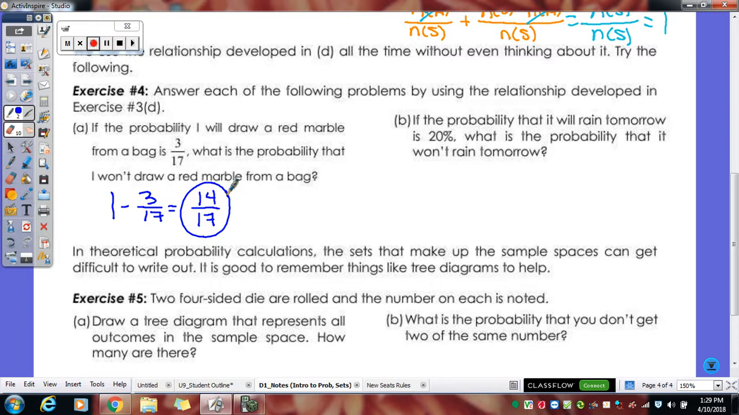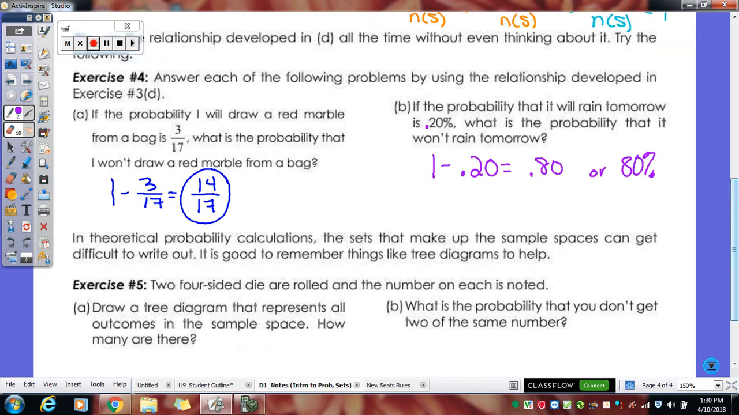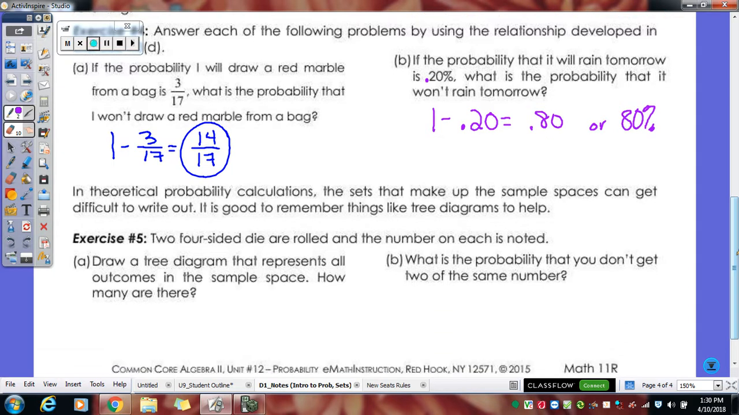Part B, if the probability that it will rain tomorrow is 20%, what is the probability it will not rain tomorrow? Again, we would move our decimal over and use the decimal form. Without realizing it, this is what you're doing: 1 minus your 0.20, or 80%. That rule is used quite a bit.